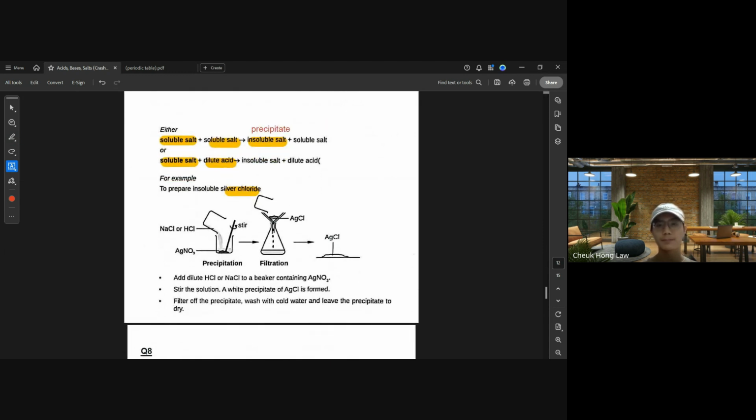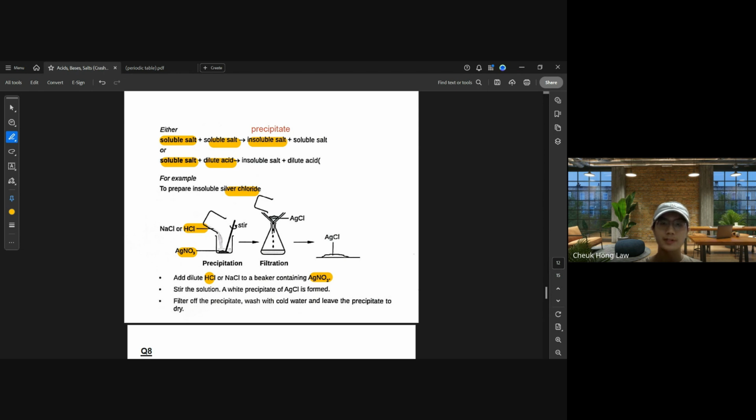So the steps are very simple. To prepare silver chloride, you need either two soluble salts or a soluble salt and dilute acid, right? In this case, they chose silver nitrate and hydrochloric acid, for example. So you add your hydrochloric acid and silver nitrate together and just mix. You stir it in a beaker. Then the silver chloride will be formed as a white precipitate. And what will be left? The solution, right? There will be water because these two are aqueous.